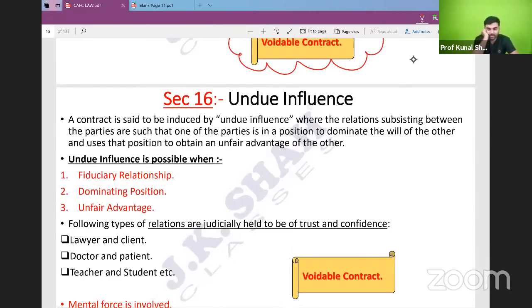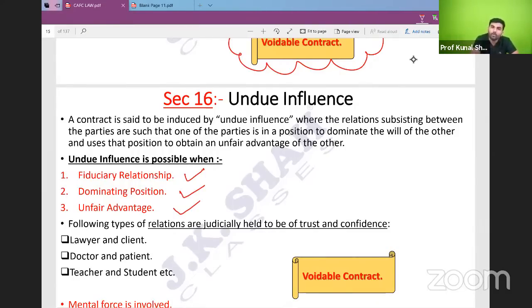Section 16 deals with undue influence. Undue influence is possible only when there is a fiduciary relationship. One of the parties is in a dominating position, and that party is taking an unfair advantage of that position. What is a fiduciary relationship? A relationship which is based upon trust and beliefs. Any relationship based upon trust and beliefs is called a fiduciary relationship.